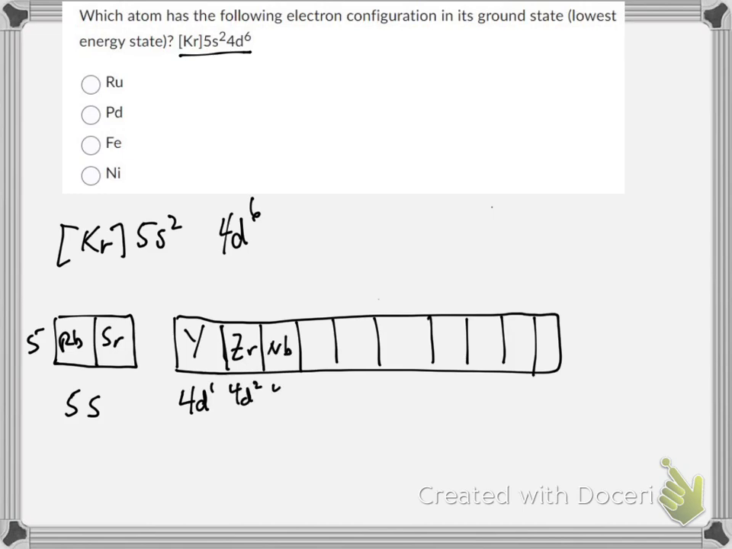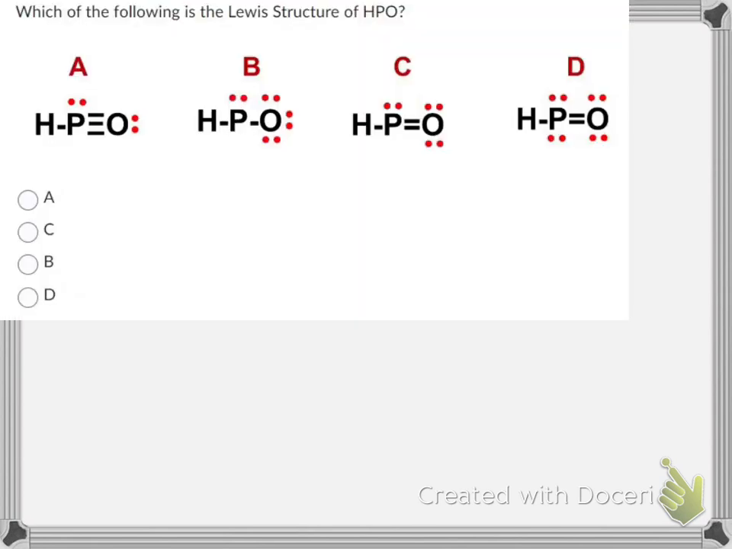zirconium, niobium, molybdenum, technetium, 4d5. And when we get to 4d6, it is ruthenium. So we would pick ruthenium here as the element that has 5s2, 4d6 as its ground state electron configuration. Right, we did that one.